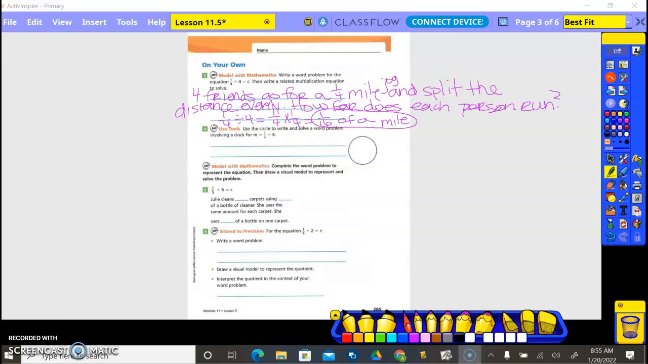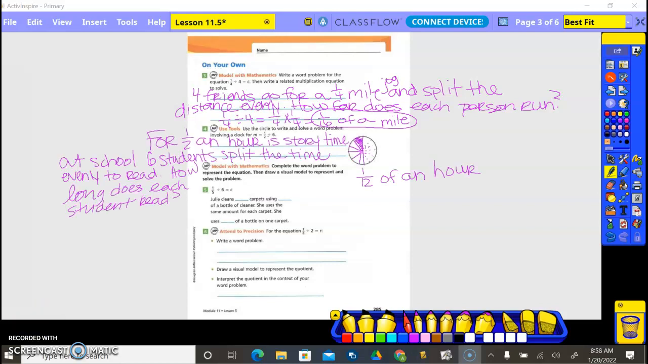Number 4, use the circle to write and solve a word problem involving a clock. So M equals half divided by 6. Alright, so for half an hour is story time at school. 6 students split the time evenly to read. How long does each student read? So we broke our circle into half, and then the half we broke into 6 pieces, and then of course we dot out the other side even though we didn't use it, so we know how many total pieces we had for one whole.